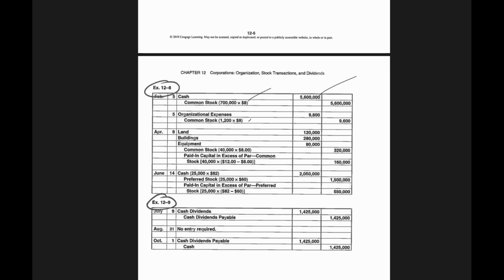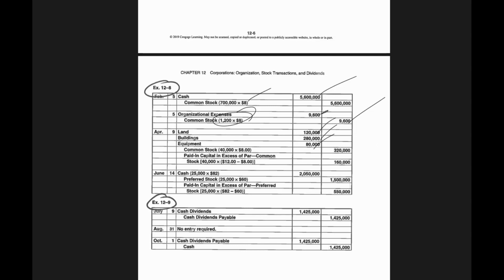So again, we'll take the 1,200 times 8. Common stock is what was issued, and it's going to go to organizational expense. On April 9th, they issued 40,000 shares of common stock in exchange for land, buildings, and equipment with fair markets, respectively. So let's record the fair market of the land, 120, buildings, and equipment.